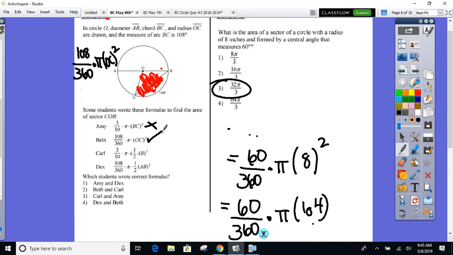Carl, maybe short for Carlton, Carlson, I don't know. First names are unique nowadays. Who knows? Might be short for any of those too. What did he do? 3 over 10 times pi AB. What's AB? He took half of that. That gives me a radius and squared it. I have one slight issue before I say yes, Carl. 3/10?